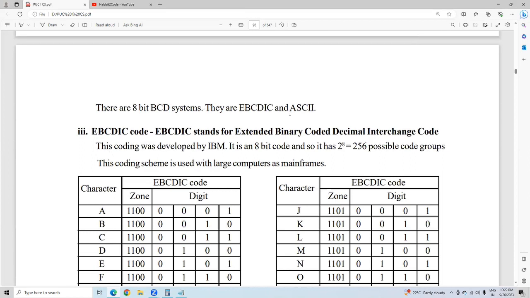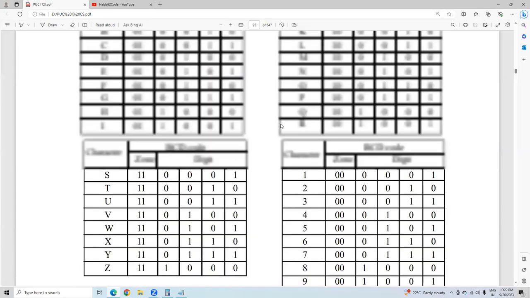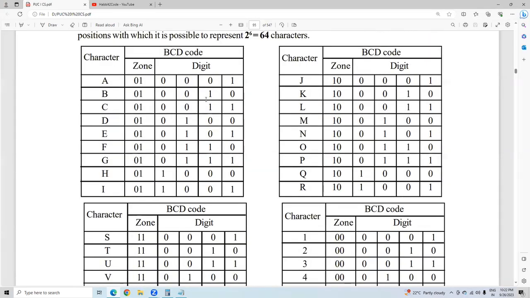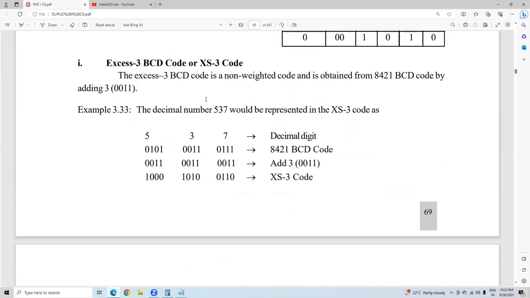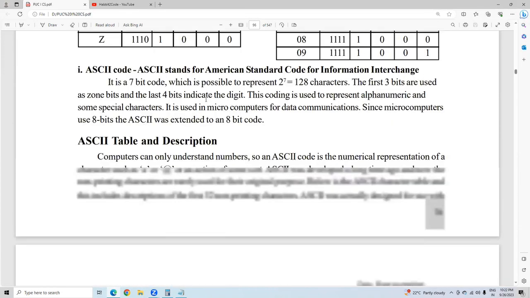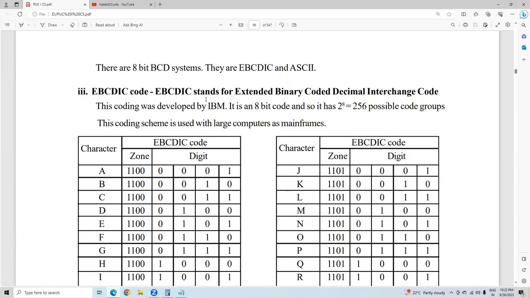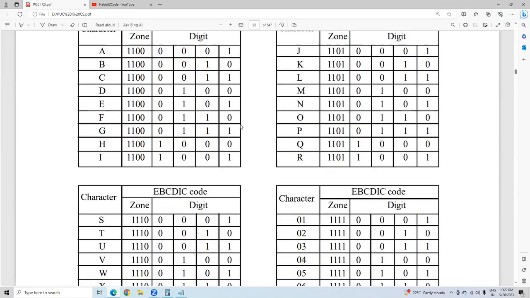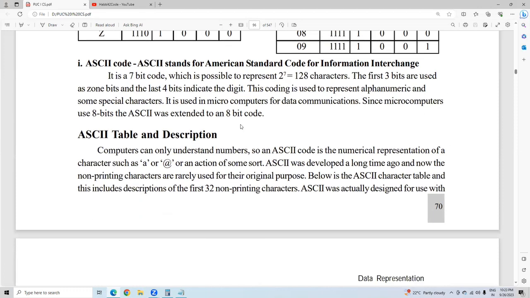So there are 8-bit BCD systems. See, it was earlier 4-bit, then it came to 6-bit. Now the 8-bit BCD code is called EBCDIC. Here it is. It will give you 256 possible code groups. Right. The zone will be 4 digits and the digit part will be 4 digits, so totally it will become 8 digits.